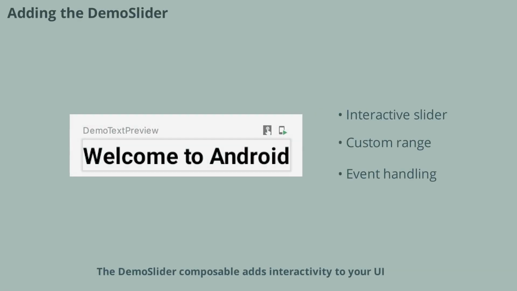The DemoSlider composable adds interactivity to your UI. It takes the current slider position and a callback for handling changes. Using Compose's Slider component, you can easily create a range-based input that updates as the user interacts. Modifiers like padding help you fine-tune the layout.